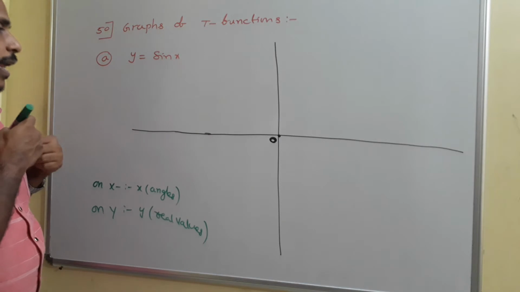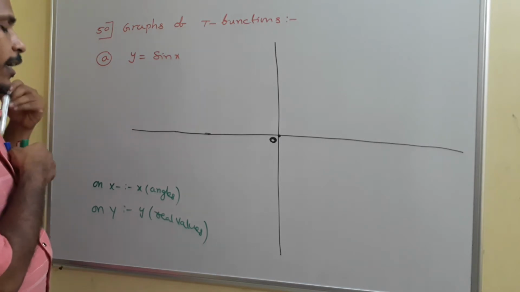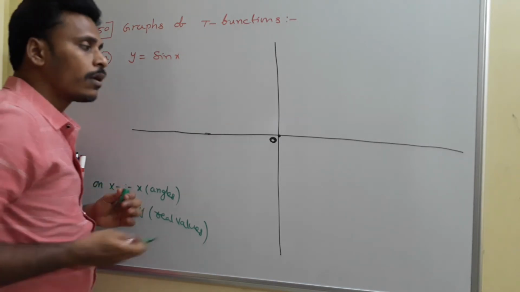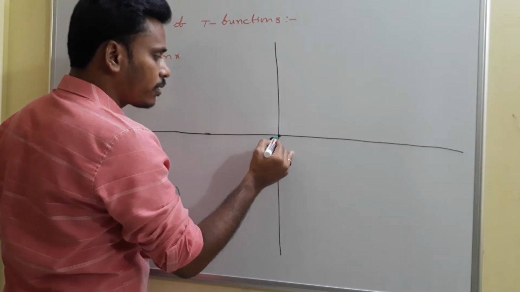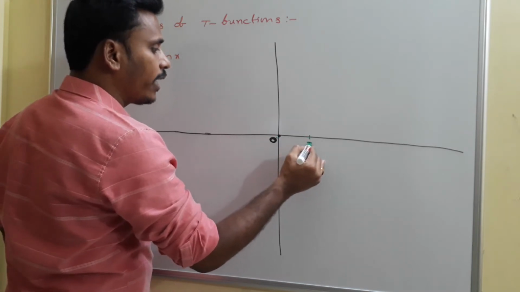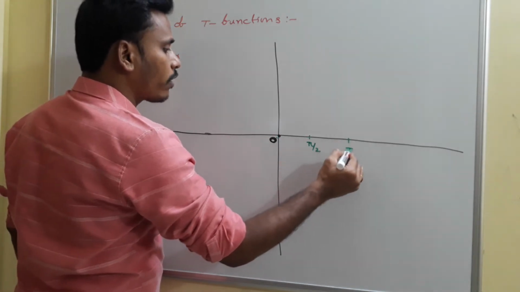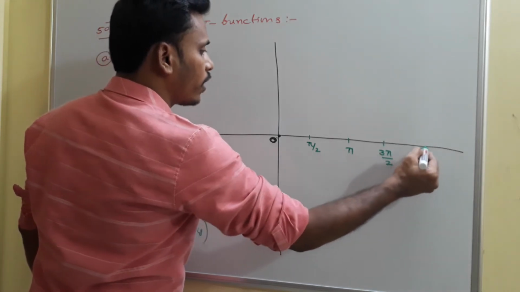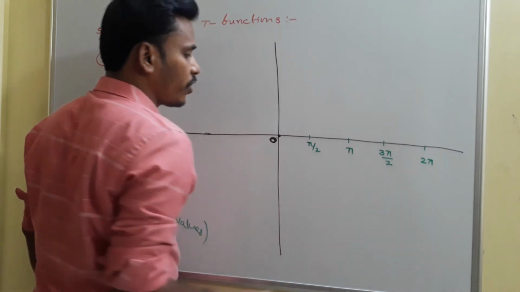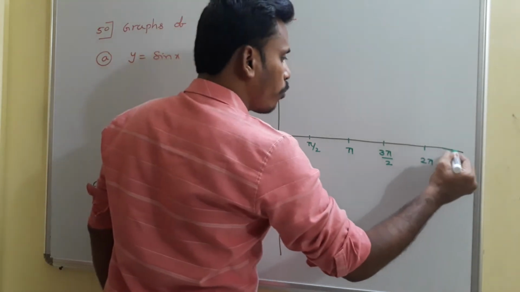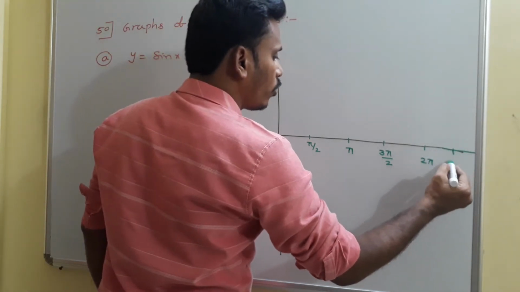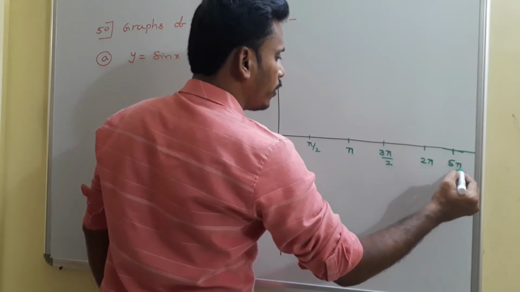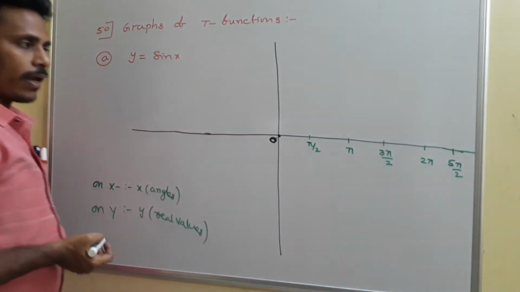And now on the x-axis you need to indicate some angles. This is 0 degrees. Somewhere you will get 90 degrees, pi by 2, and after that pi is 180 degrees, and after that 3 pi by 2 is 270 degrees, and then 2 pi is 360 degrees, and after that 2 pi plus pi by 2 is 5 pi by 2. Still we have some more angles that side.